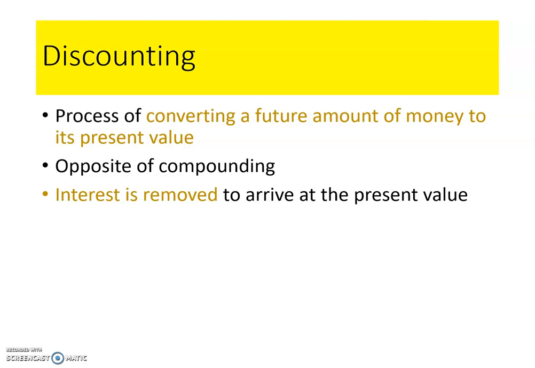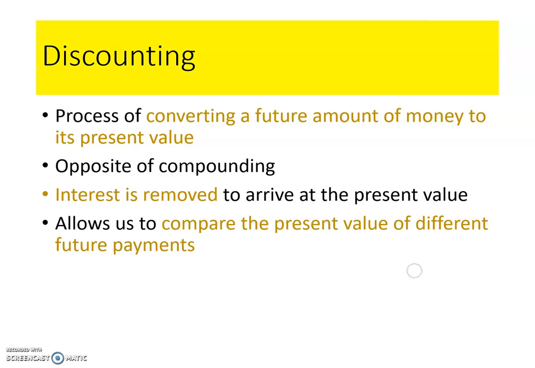Then what we need to know is that whereas in compounding you add the interest, in discounting you remove the interest, or you subtract the interest, so that you get the original amount that you invested, or you get the present value, so to say. Now this has an effect of allowing one to compare the future amounts, because you're going to get the present values of the various future amounts, and then you'll be able to compare them in present terms.